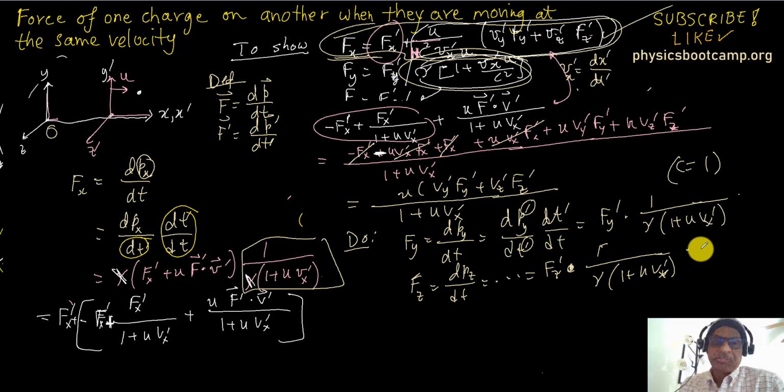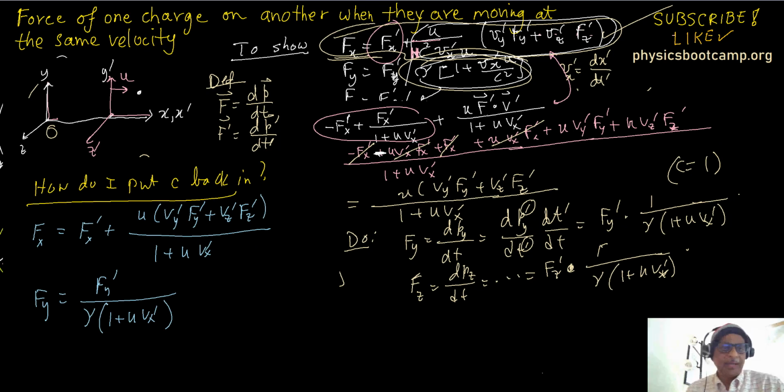How do I put c back in? So look at fx. I just look at the units, the dimensions of things. This term is the same as that, so I don't need to do anything with this. Over here, in the numerator, this is force and this is another velocity. So the numerator has a force times velocity squared, and the denominator has no units here, and this is velocity squared. So I have to put c squared to make it dimensionless over here. And over here, I need to put c squared down here, and c here, and c here. The whole thing will become c squared, and that's what you have over here.